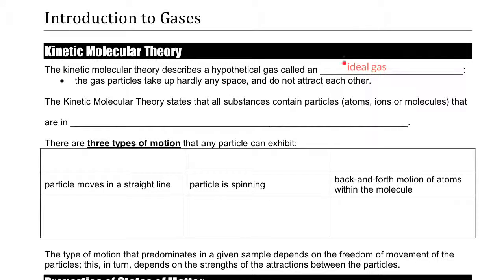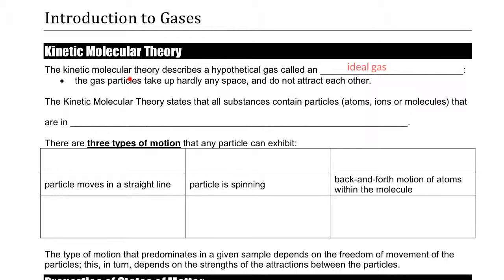Ideal in the sense that it's perfectly behaved and it takes up hardly any space. The particles are not attracted to each other. So the picture is these gas particles moving around, bumping into each other, and not reacting with each other at all. And the amount of space they take up is negligible. So that's what an ideal gas is. It's just a hypothetical gas. It's not an actual gas, but it's a nice model to talk about how gases behave.